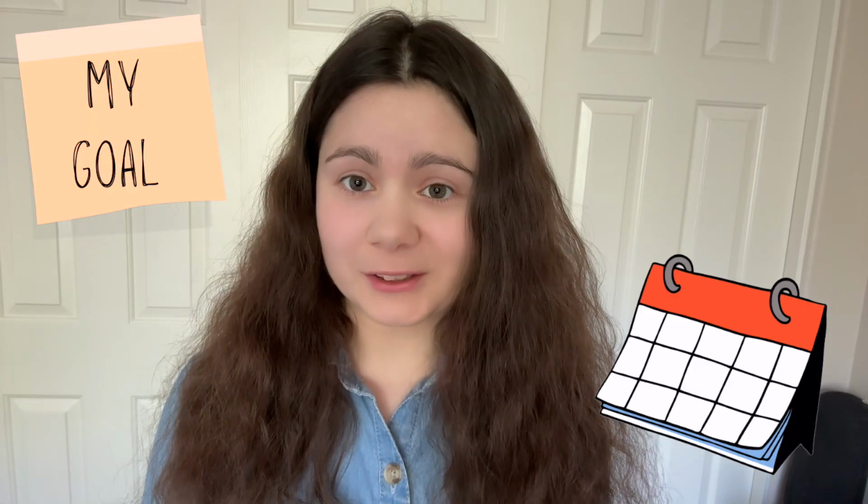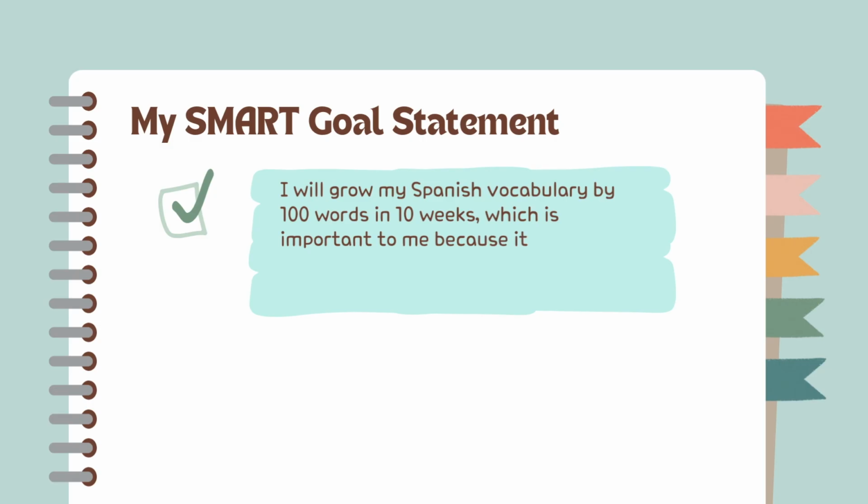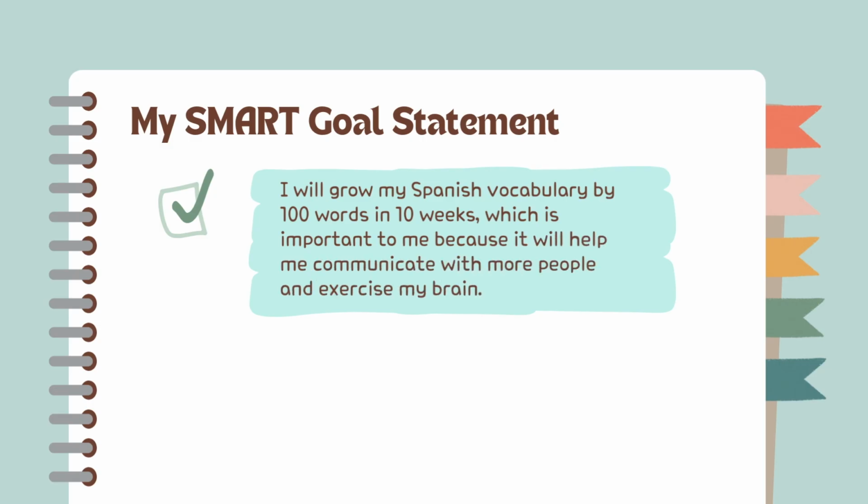Now that we've gone through each part of the acronym, let's put everything together. Combine all of your notes from each step into a single mission statement. Write it somewhere where you can see it often, like on a sticky note that you can put on your mirror, or write it on your calendar so you can see it every single day. Let's try it together. For example, my goal statement might look something like this. I will grow my Spanish vocabulary to 100 words in 10 weeks. This is important to me because it will help me communicate with more people and exercise my brain.